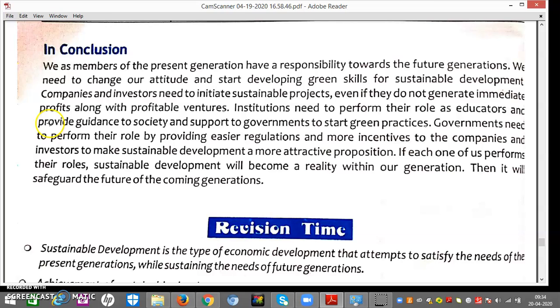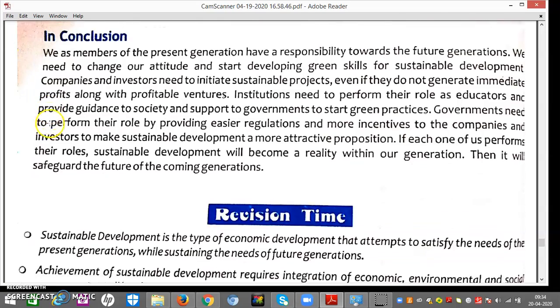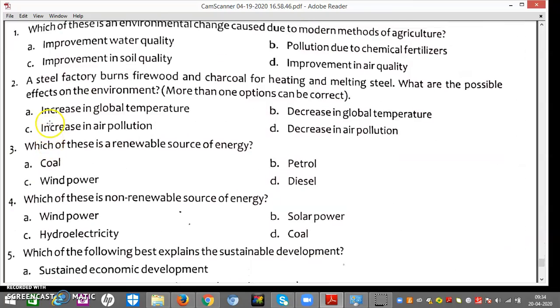Now the conclusion is we need to have a sustainable environment if we want to survive for long. Now these are the questions that you have to show me.